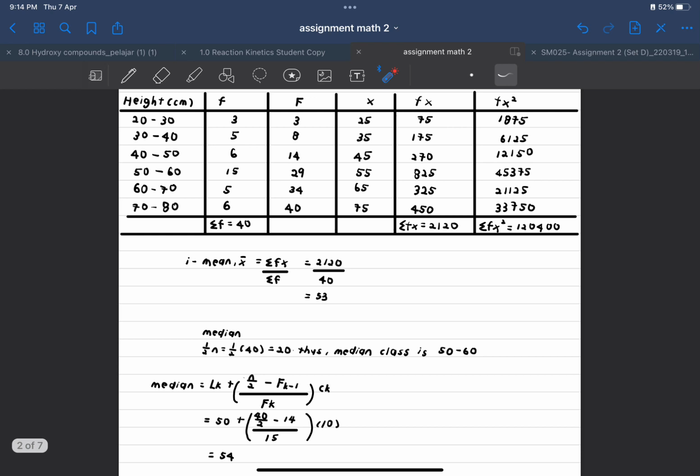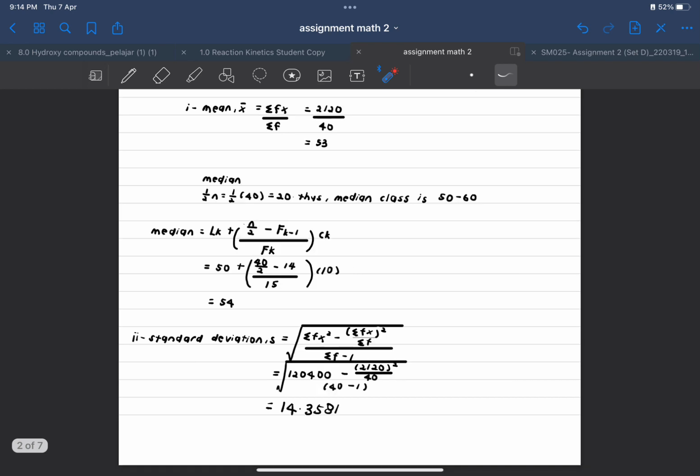Once we have the median class, we just substitute into the formula of median, which is L_k plus n/2 minus F_(k-1) divided by f_k times c_k. We already have all the values, so we just need to substitute in the formula. We substitute 50 plus 40 divided by 2 minus 14, divided by 15, and then we times with 10. So we will get the final answer, which is 54.